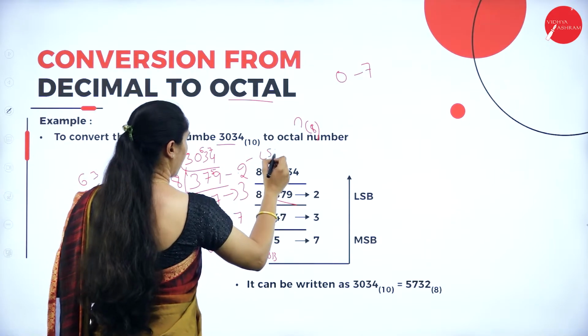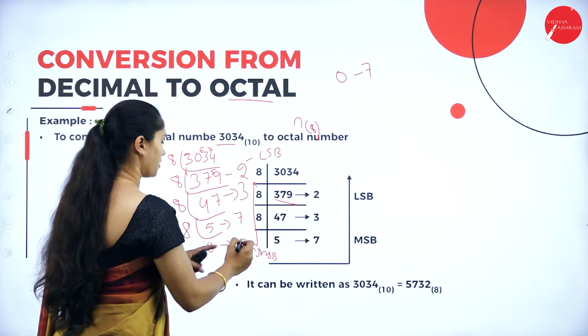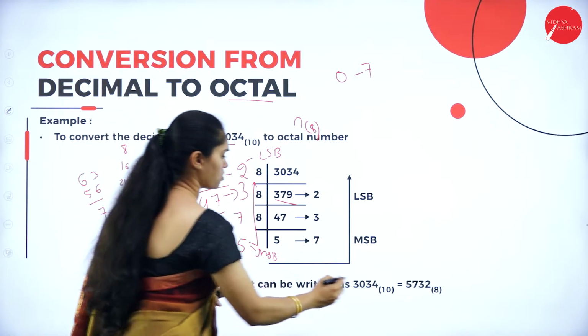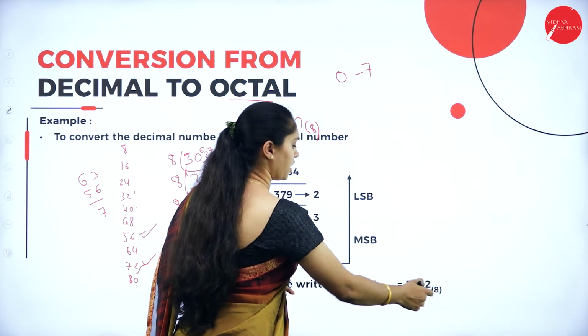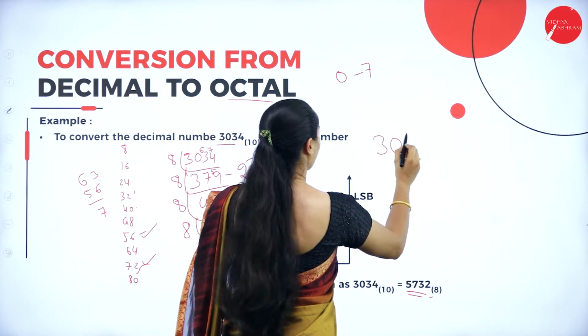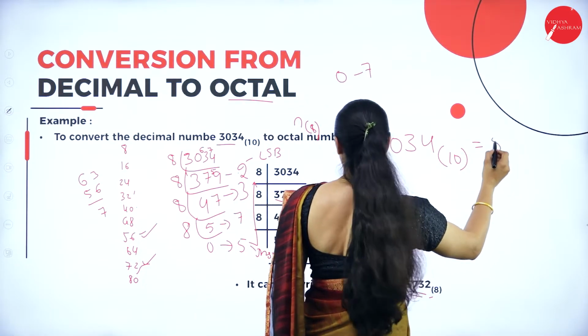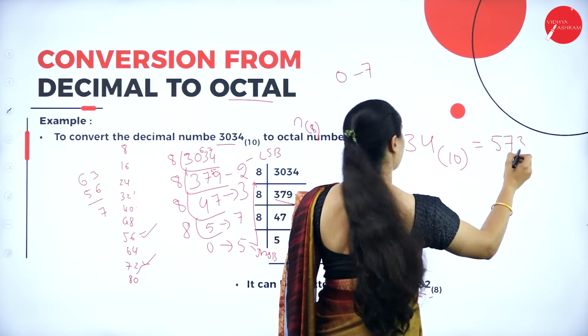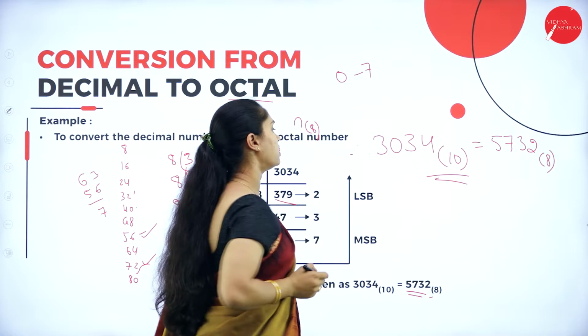This will be my LSB or least significant bit. I have to write from this way. So it will become 5732. So here you can see that the equivalent is how much? 5732, which is of the base 8. The question was what? 3034, which is base 10, will be converted into 5732, which is of base 8. Hence, this is what the result.